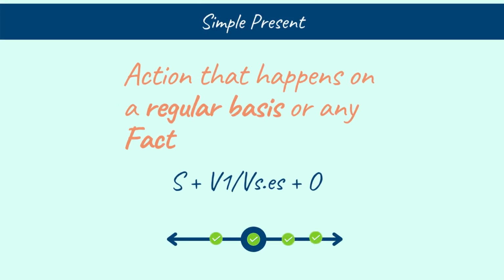Let's quickly revise the simple present tense. If an action happens on a regular basis and is part of the routine or any fact, then it is included in simple present tense. This tense is also called present indefinite tense. The structure of sentence is subject plus verb's first form or verb's S/ES form plus object. The position of this tense in the timeline is such that it was true in the past, true in the present, and will be true in the future as well.